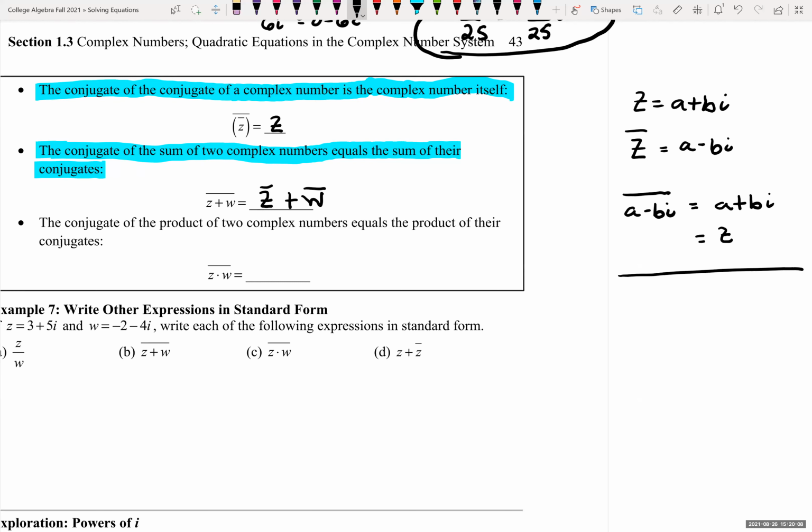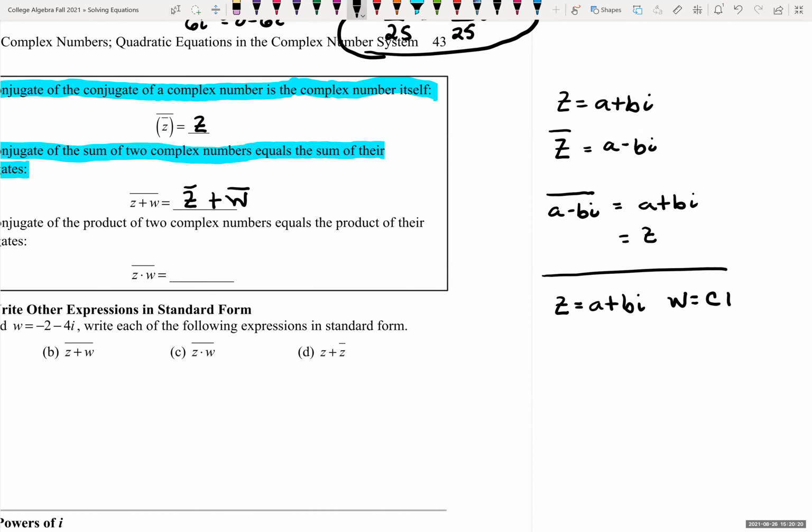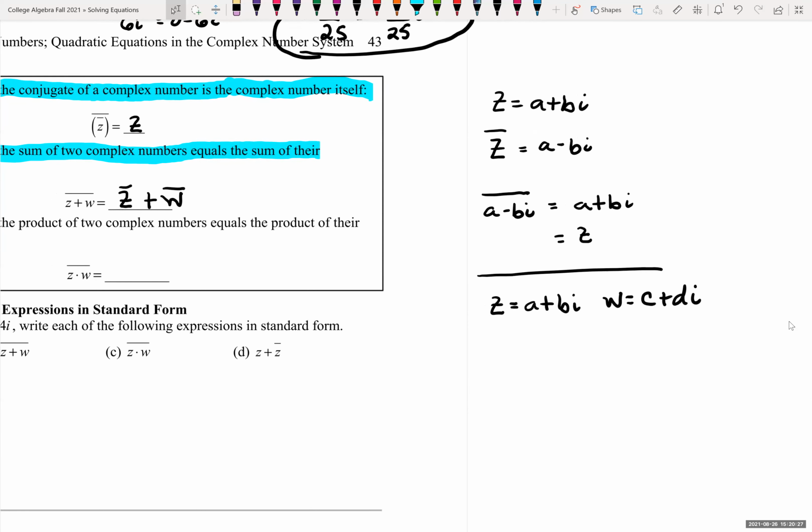So let's just define generically. Let's say z again is a plus bi. And let's define w. How about c plus di? And we want to show that the conjugate of the sum of two complex numbers is equal to the conjugate of the first plus the conjugate of the second.